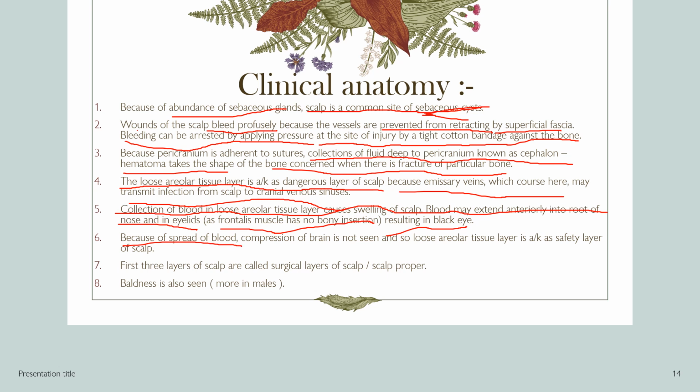Because of spread of blood, compression of the brain is not seen, and so loose areolar tissue is also known as the safety layer of scalp. So safety layer and dangerous layer are both the loose areolar tissue. Now, the first three layers are known as the surgical layers of scalp or scalp proper, because surgeries can be done here, and baldness is also seen, which is most probably common in males. So these are the clinical anatomies of the scalp.